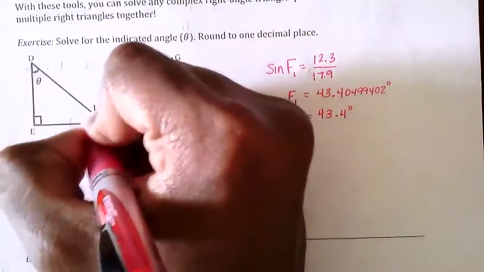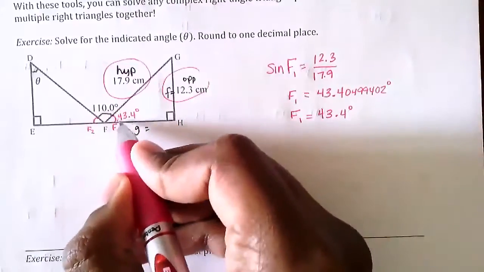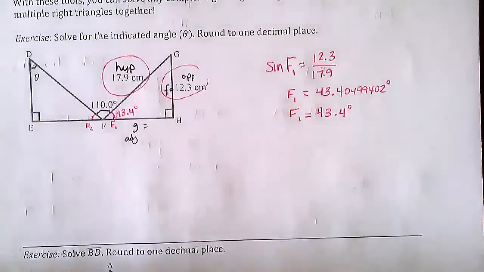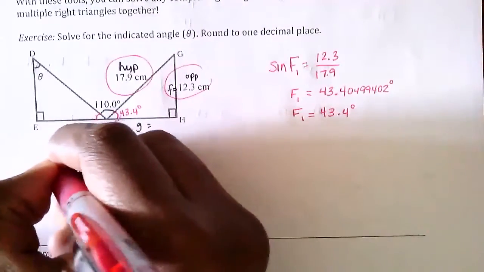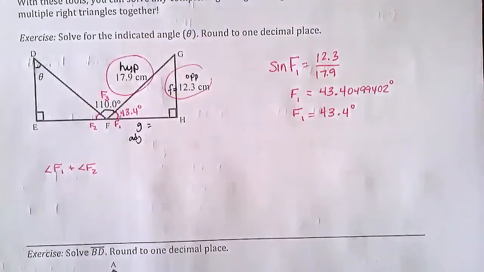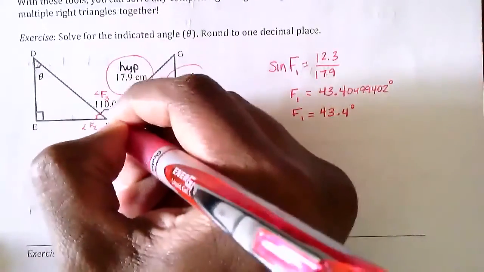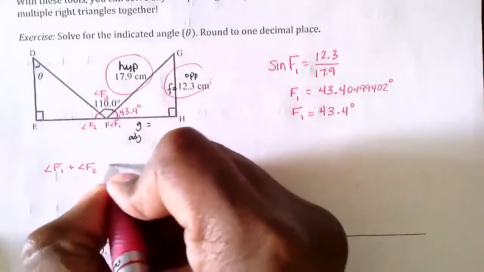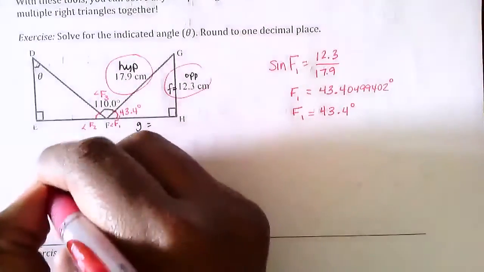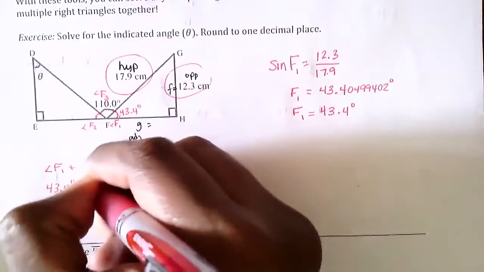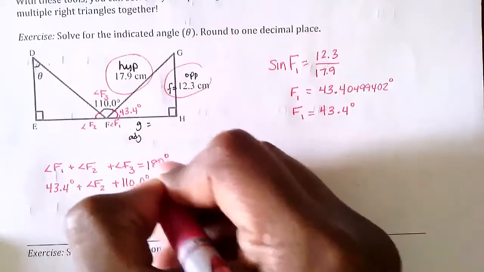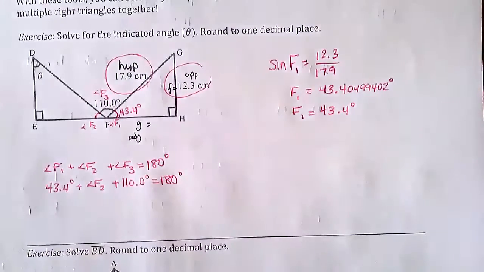Now I have this, which is 43.4 degrees. I'm going to call this angle here f2. Because this is a straight line, I know all three of these angles will add up to 180. So here I have angle f1 plus angle f2, and I'm going to call this f3, so angle f3. Angle f1 plus angle f2 plus angle f3 should add up to 180 degrees. So that's 43.4 plus angle f2, which is what I want to solve for, plus 110.0 degrees is 180 degrees.